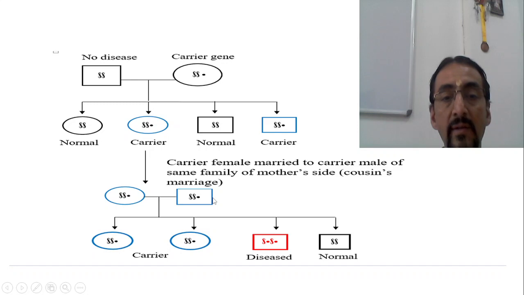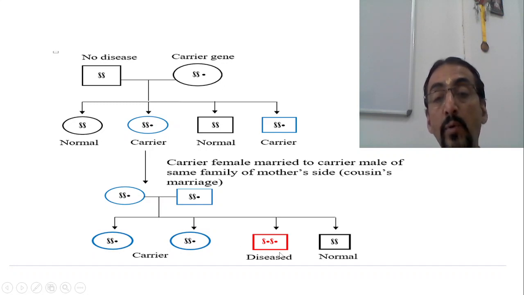Okay, when they married, they have got 4 kids. Again, see the permutation and combination. This and this come together, this is normal. This and this come together, this is carrier. This and this come together, it is also carrier. And this and this come together, it's a disease. As far as carrier, no problem.